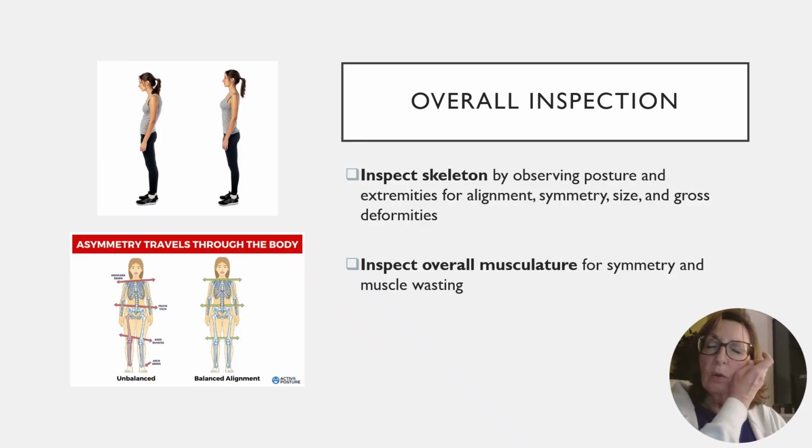We're also going to be looking not only for symmetry when it comes to the muscles, but also any muscle wasting, which you could see if, for example, a patient has had a stroke and they have hemiparesis, so they've got paralysis on, we'll say, their left side. Because they're not using that left side, their muscles will waste away. They're going to get smaller, and so you would need to note that.